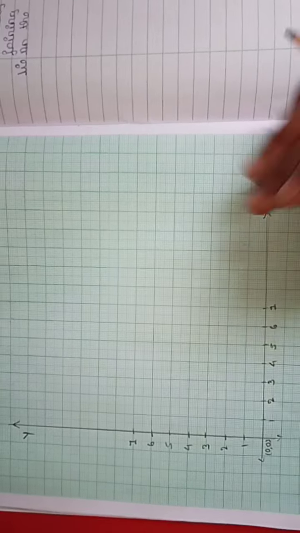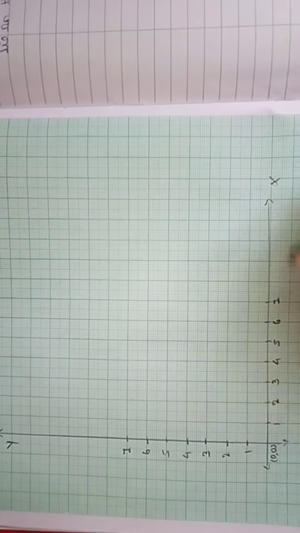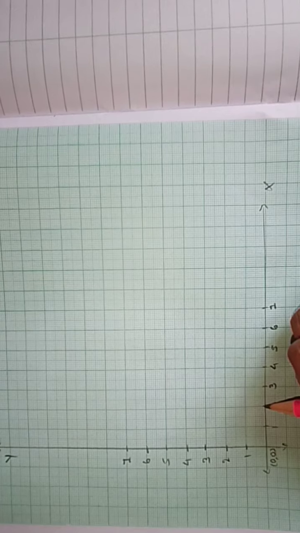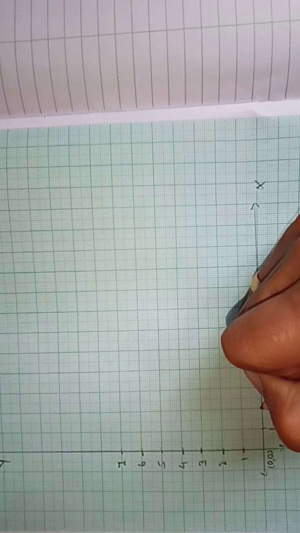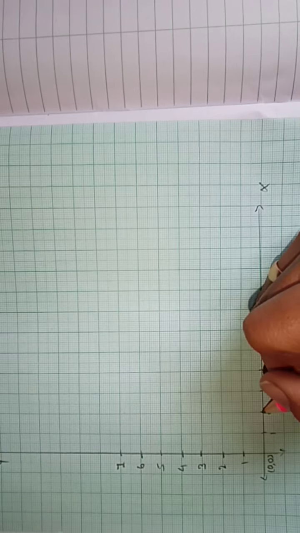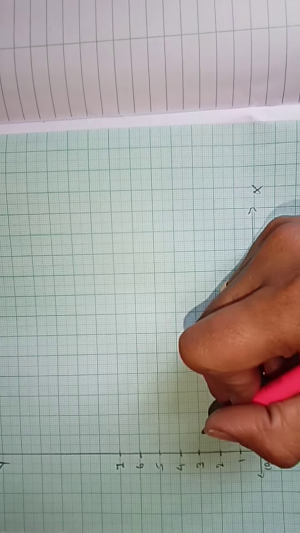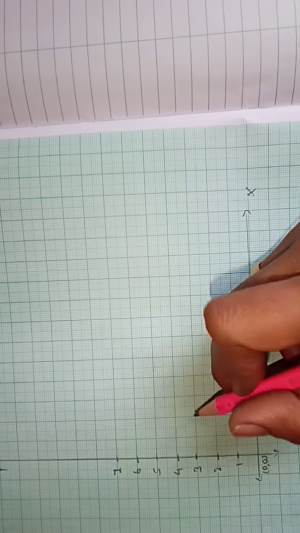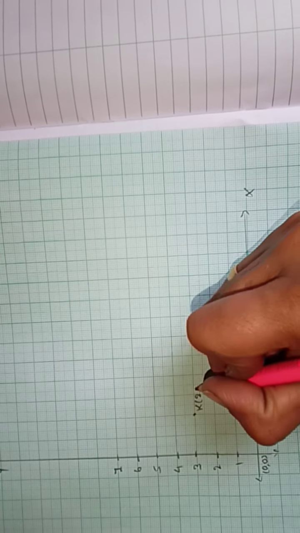Now let's start. First is K (2, 3). So 2 is on the x-axis. The first number is on the x-axis. So we will take 2 here, and on the y-axis it is 3. So we will go up till here. You should keep in mind that it should go up from 2 only. You can't go up from 1 because our points are 2 and 3. So from here we will go up here. So here it will be K (2, 3).